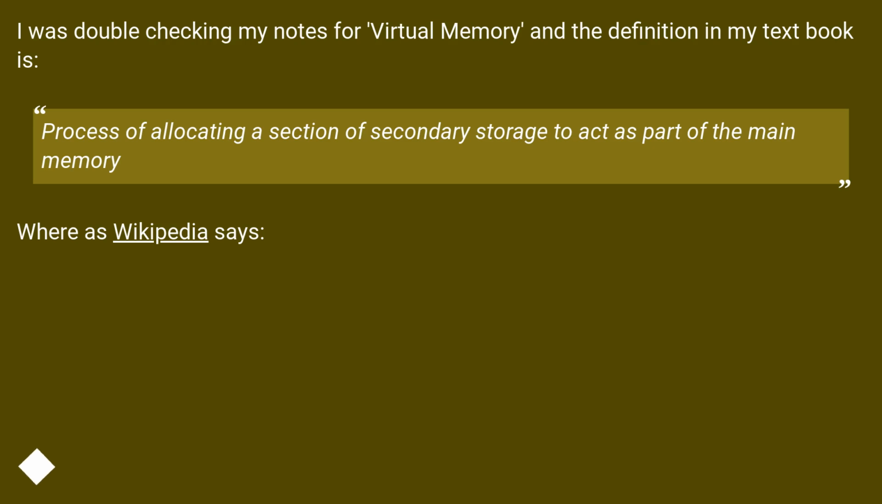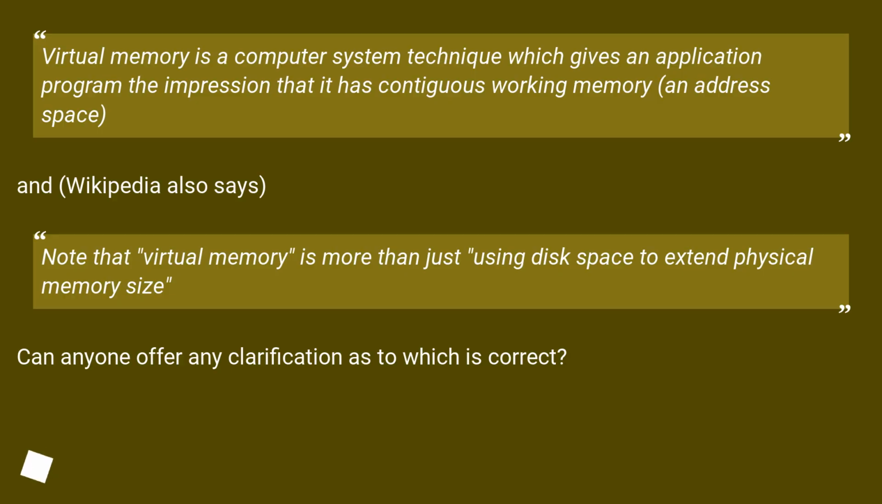Whereas Wikipedia says virtual memory is a computer system technique which gives an application program the impression that it has contiguous working memory and address space. And Wikipedia also says, note that virtual memory is more than just using disk space to extend physical memory size. Can anyone offer any clarification as to which is correct?